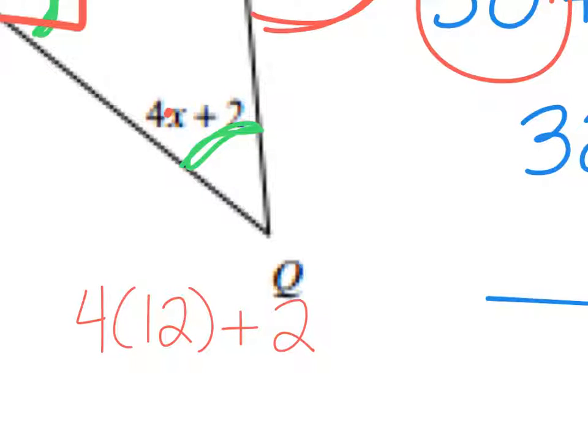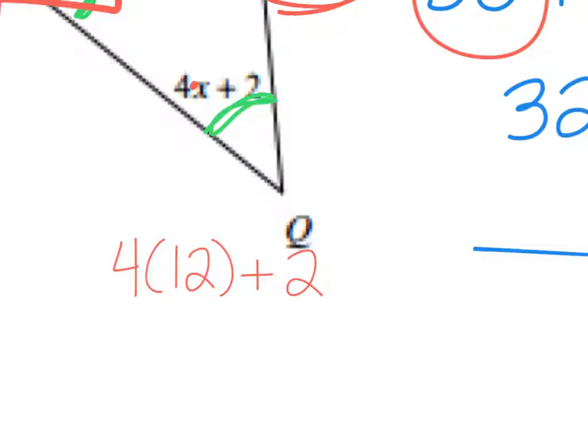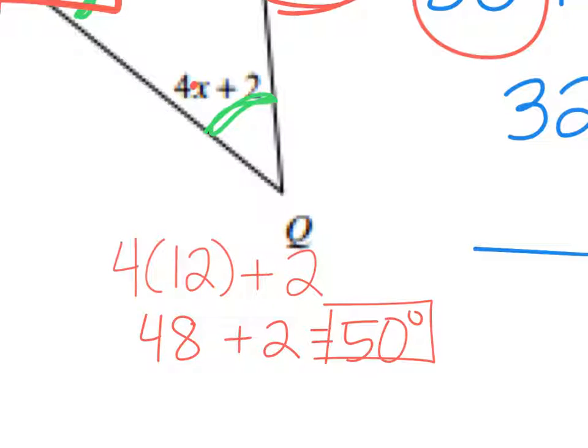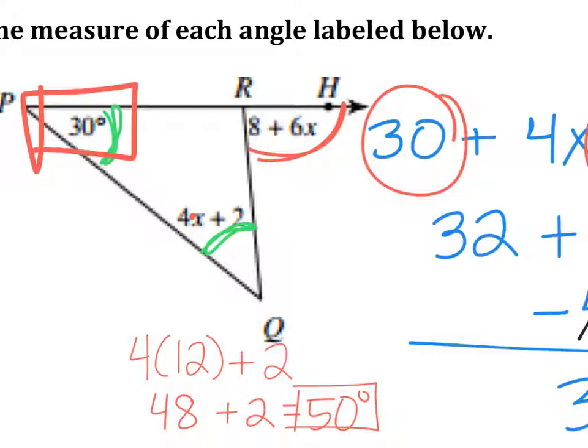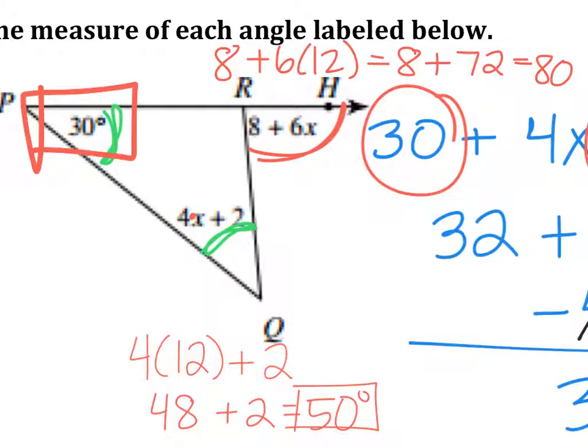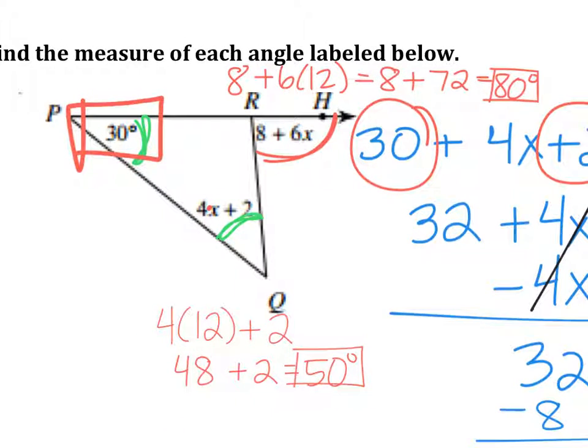Four times 12 is 48. So this is 50. 8 plus 6 times 12, 6 times 12 is 72. That is a math fact that you should have learned in elementary school. So it's 80 degrees. So please check your work.